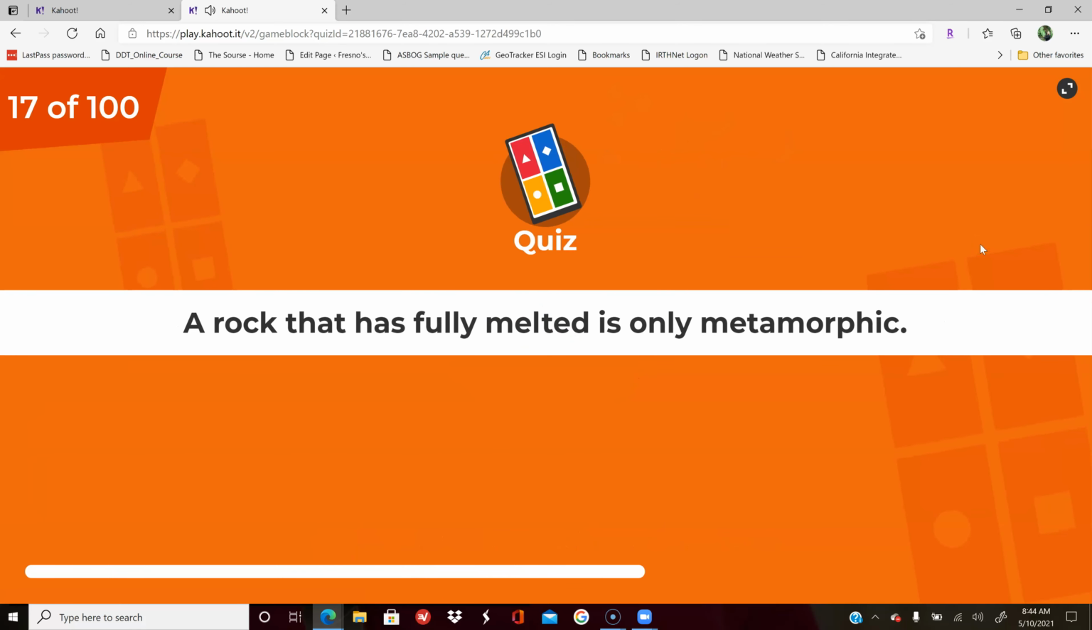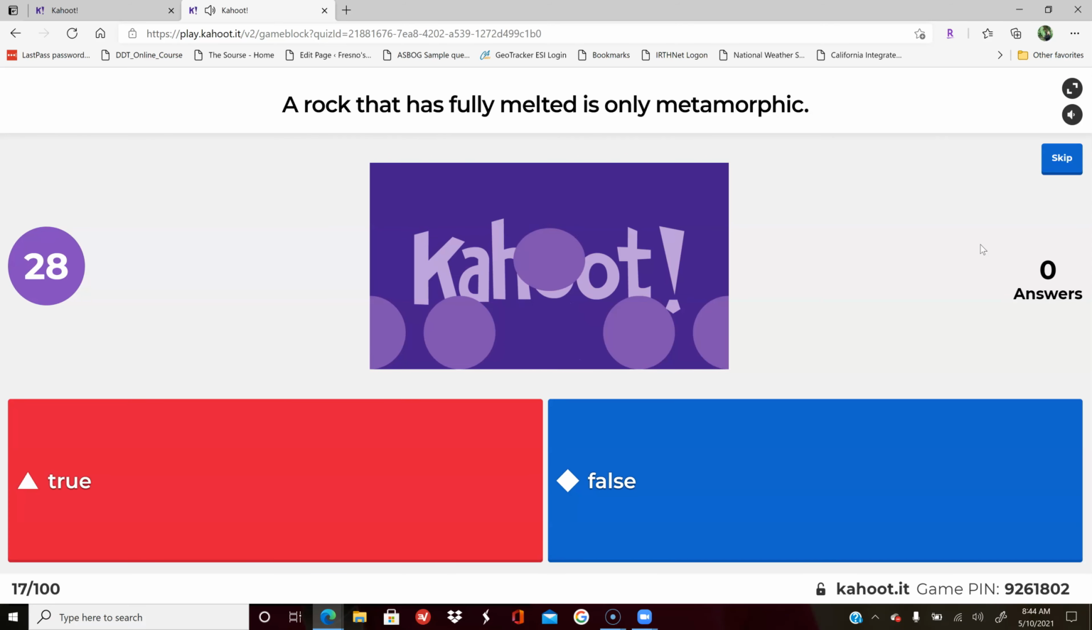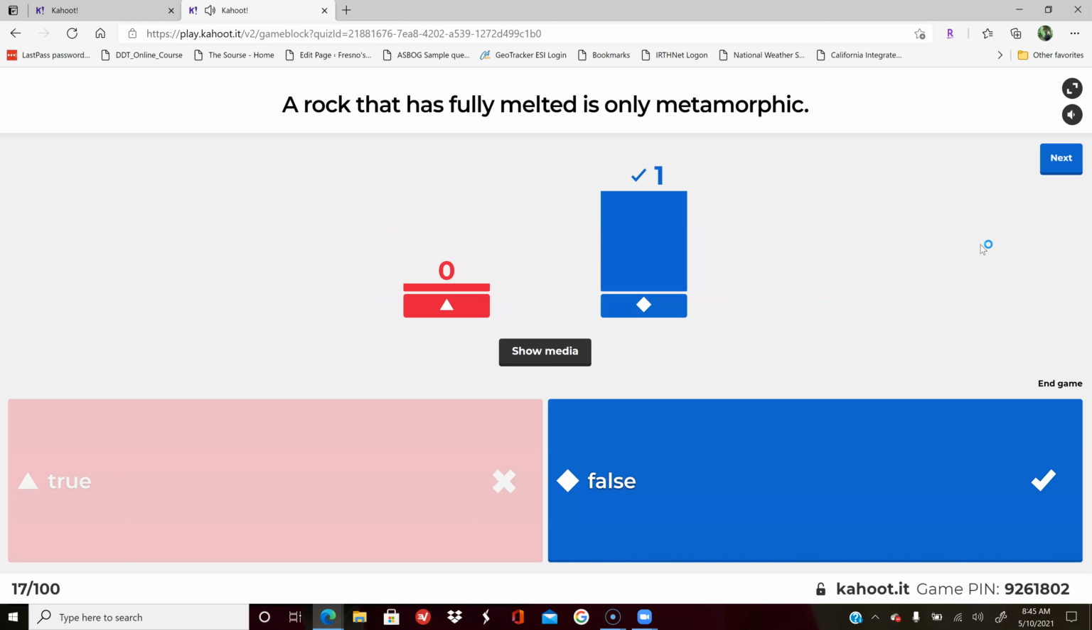A rock that is fully melted is only metamorphic. This is incorrect because metamorphism occurs with heat and pressure, and the rocks do not fully melt when they are metamorphosed. Rocks that are fully melted are igneous rocks.